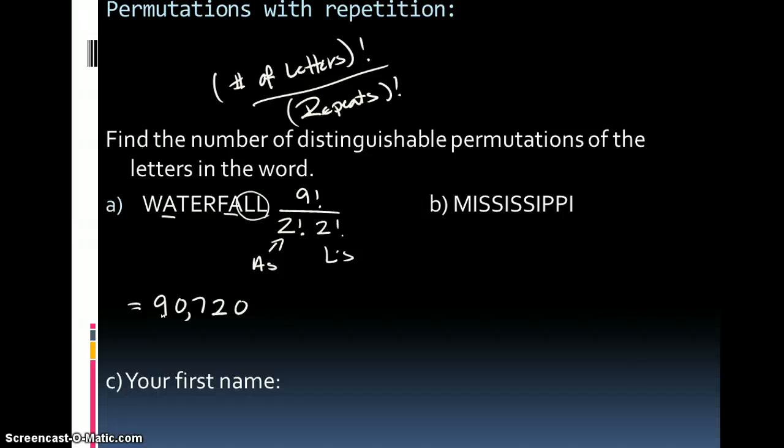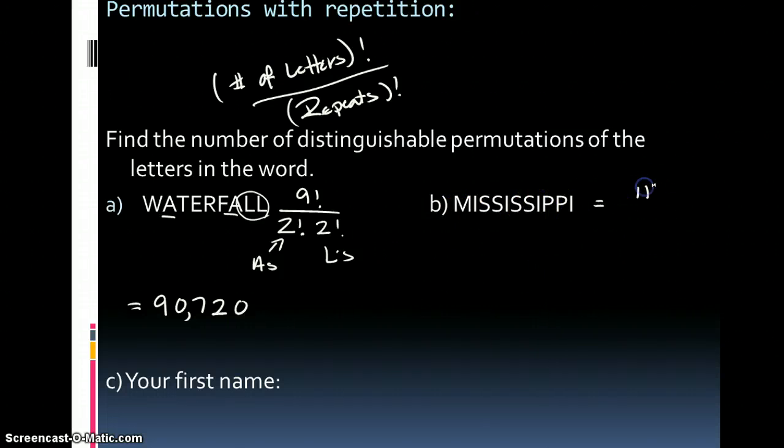But there's 90,720 different ways that we could arrange those letters. There's only one way to get it to where it spells waterfalls. Next one, Mississippi. So again, you're going to need your total number of letters, so count them all up.